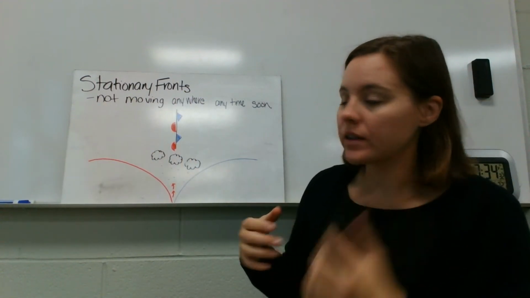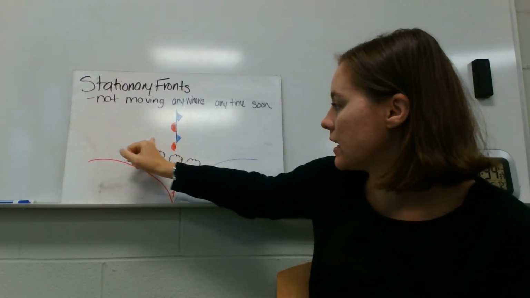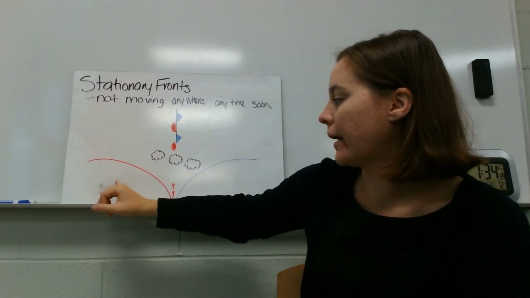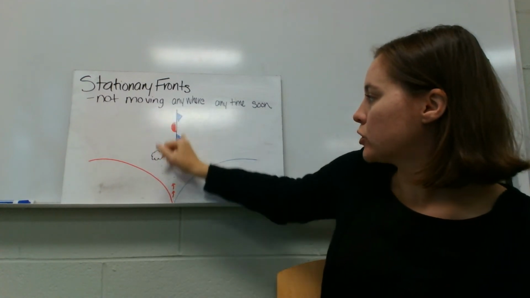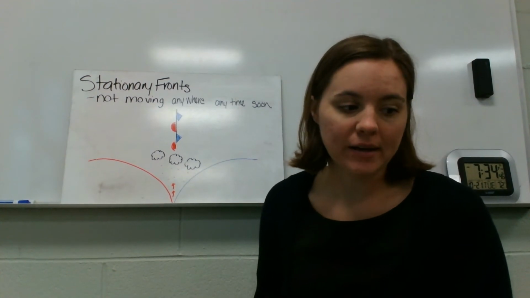And remember, when we draw the symbol for this, we have our red semicircles facing our warm air mass, and our blue triangles facing our cold, dry air mass.